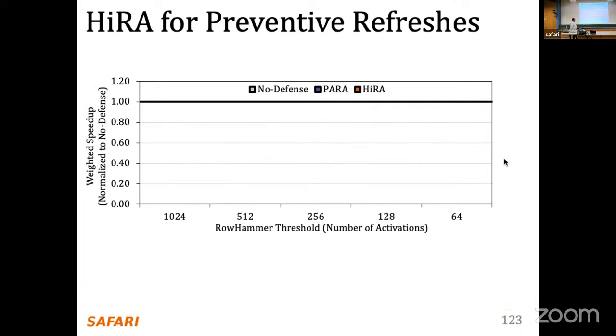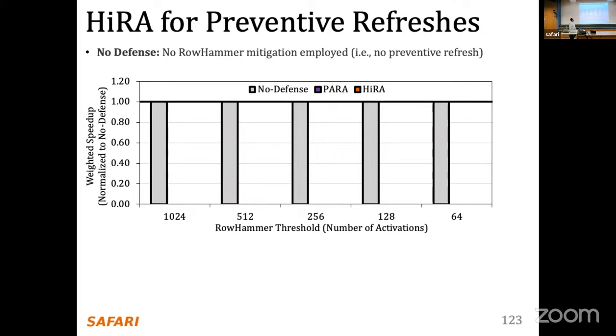And this is the result for preventive refreshes. So here we scale the RowHammer threshold from 1000 to 64. And this time the performance metric is again weighted speedup, but normalized to the no defense, which is again ideal. So you do not implement any RowHammer mitigation mechanism. So your system is completely open for RowHammer attacks. There's nothing stopping them, but it's the best thing for performance. So no defense has the value at 1.0.